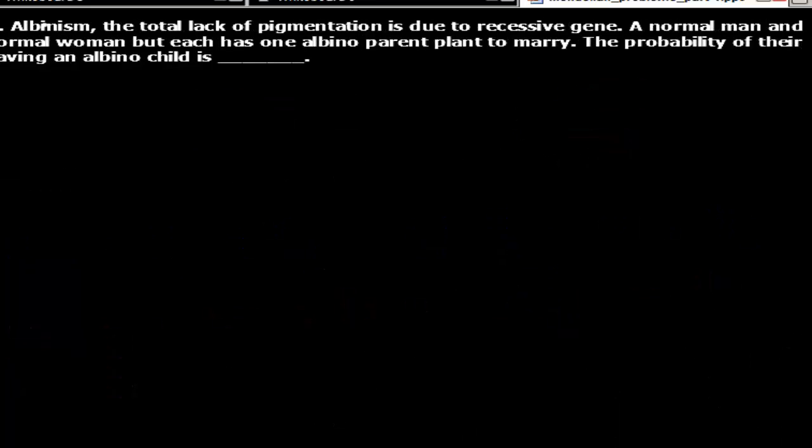That is our answer. Now in the given question, albinism is the lack of pigmentation, we know very well, and that is going to occur due to a recessive gene. Now a normal man and a normal woman are going to marry, but each of them has one albino parent. So it means that the man as well as the woman were both heterozygotes. So the genotype of the man will be like this. Similarly, the genotype of the female will again be heterozygote, since one of their parents was albino.